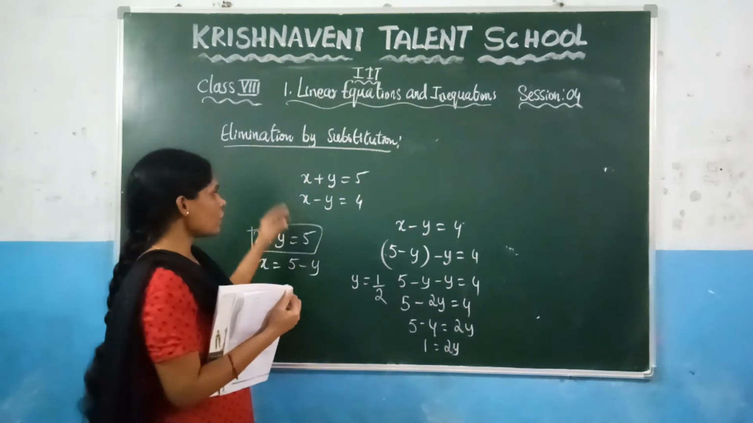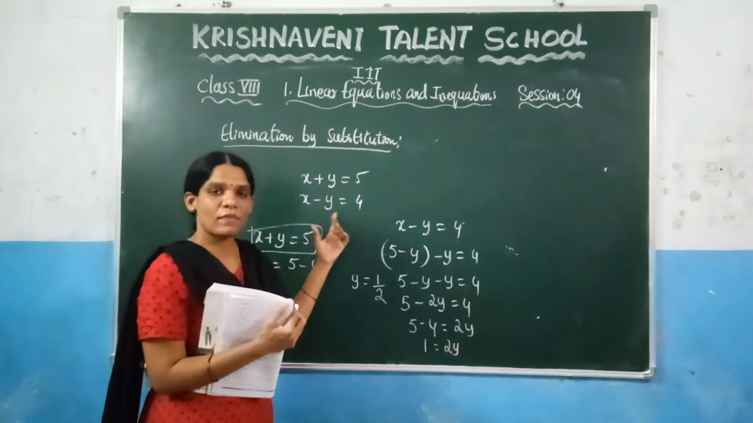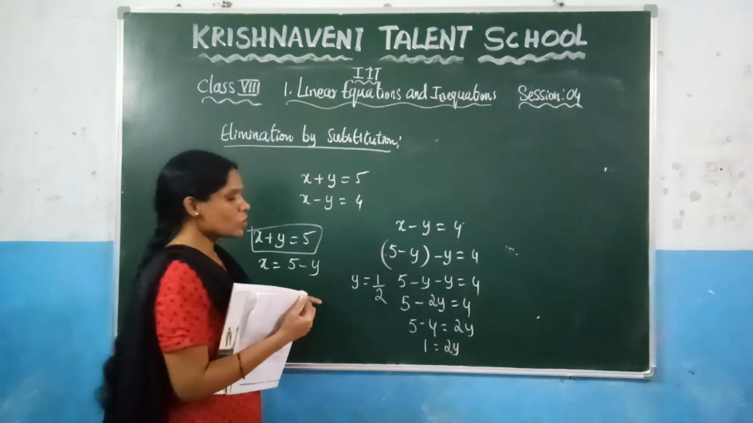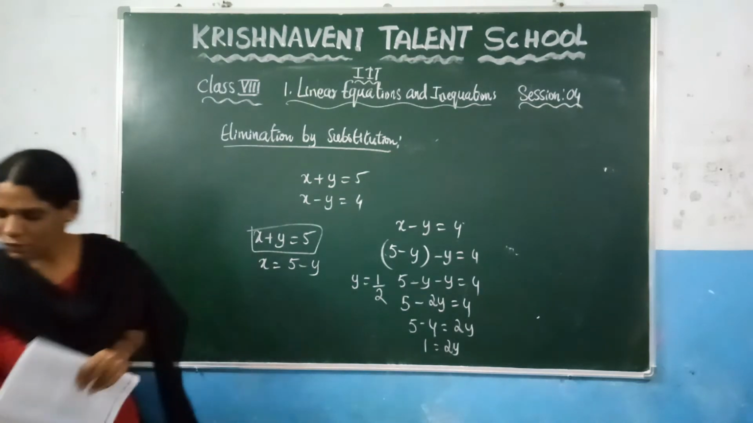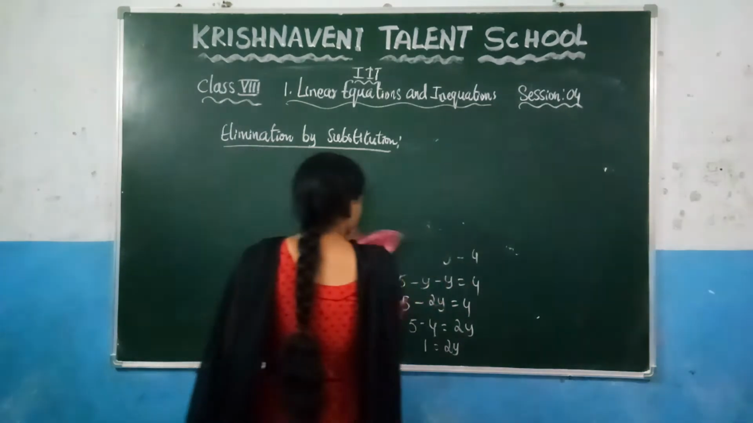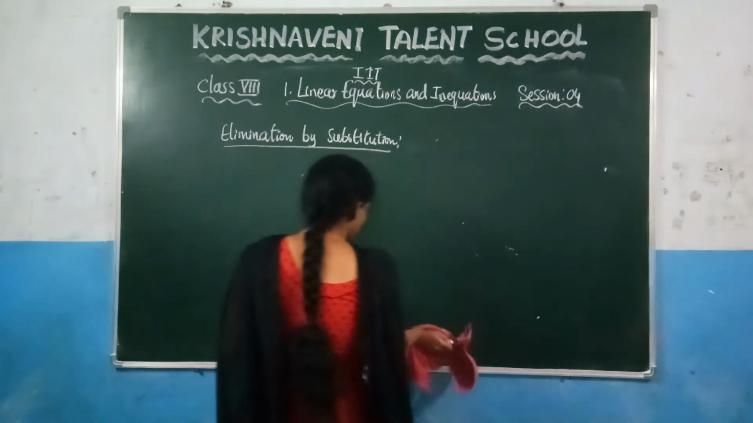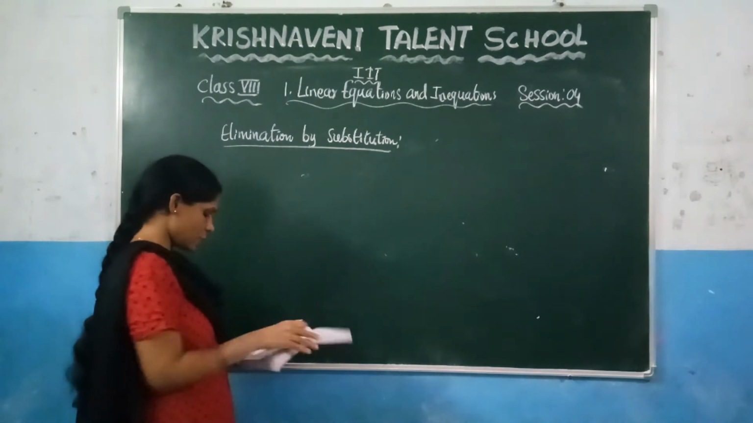Here, how do you solve? First you need to take one equation, and from that equation you need to find the value of the variable and substitute that value of the variable in the other equation. Now see here, one example they have given, you can solve that one. This is nothing but the elimination by the substitution.